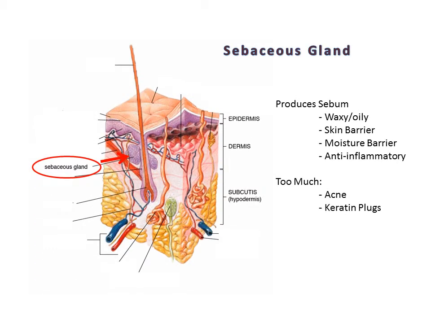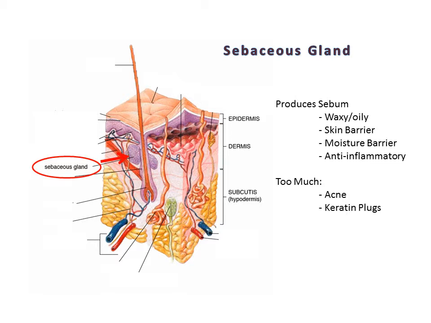Our sebaceous gland is a gland that produces sebum. Sebum is a waxy, oily substance. It covers our scalp, it covers our hair. So it acts as a barrier for our scalp to protect it from infection and from chemical trauma, from whatever we apply to it. It also produces a barrier to retain moisture. It also acts as an anti-inflammatory. So if there's bacteria on our hair, it tries to combat that as well as minimize any irritation to the scalp.